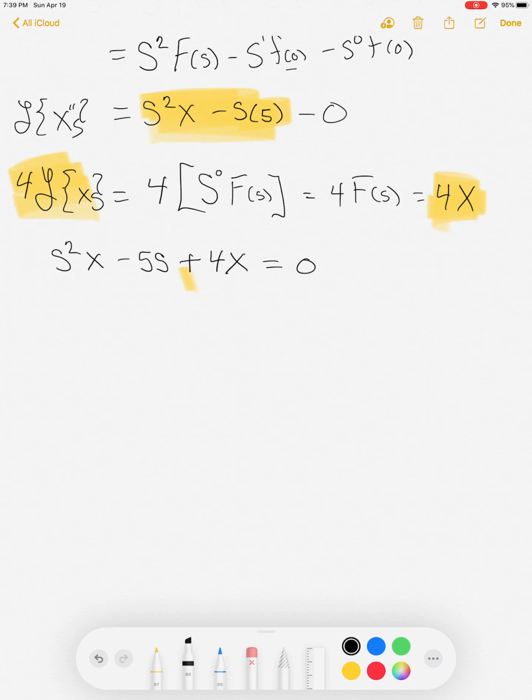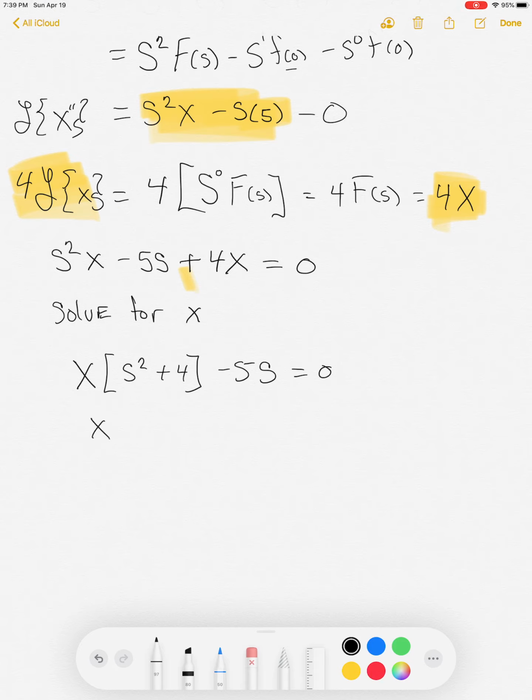So then what we tend to do next, there are other ways and techniques to deal with this, but what I tend to do next is solve for x. So I get x factored out, s squared plus 4, minus 5 times s is equal to 0. And then I solve for x, so I get x is equal to 5s over s squared plus 4.